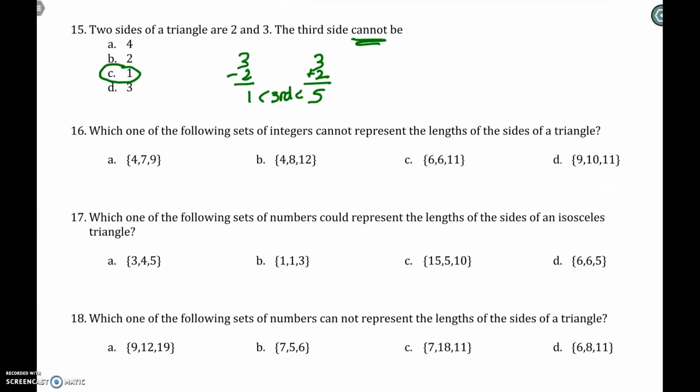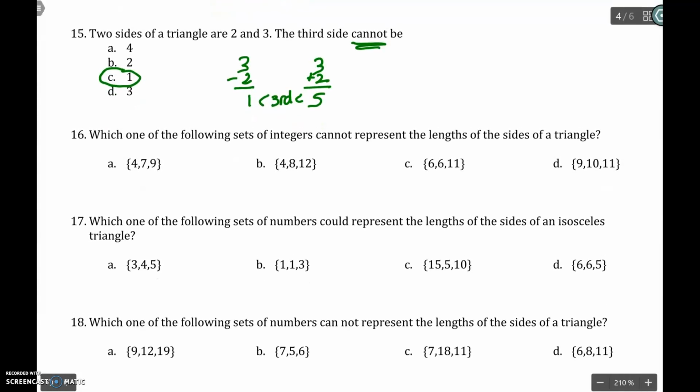Okay, and continuing that idea, which set of integers cannot represent the lengths of the sides of a triangle? Remember that two sides have to add up to be bigger than the third. The easiest way to check that is to look at the smaller 2. If you add 4 and 7, that's 11, which is bigger than 9. So this is a triangle. We want one that's not. If you look at 4 and 8, that equals 12, and that's not bigger than 12, so this cannot be a triangle. Okay, 12 is bigger than 11, and 19 is bigger than 11.